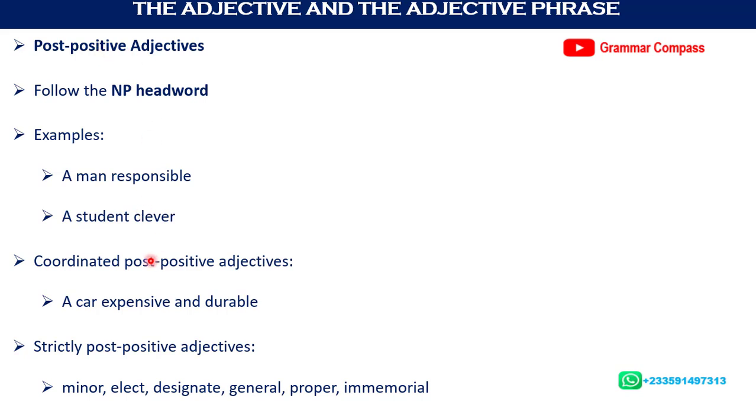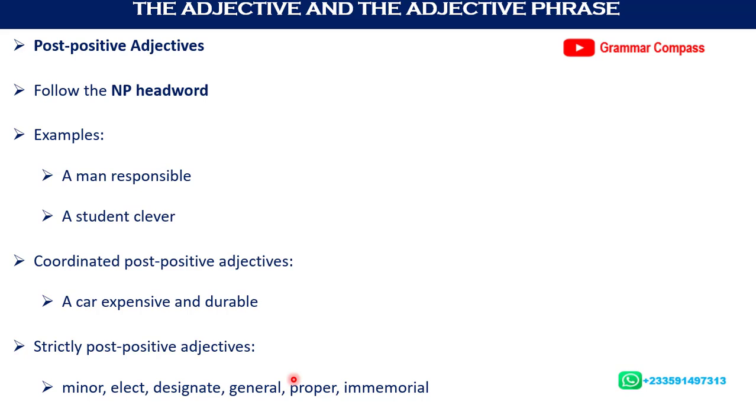Now, post-positive adjectives can be coordinated, which means that after the noun head, we can have adjectives that are joined together by a coordinating conjunction. For example, a car expensive and durable. Both expensive and durable are qualifying the car. These adjectives are post-positive adjectives. They come immediately after the head. Now, the words below are strictly post-positive adjectives.